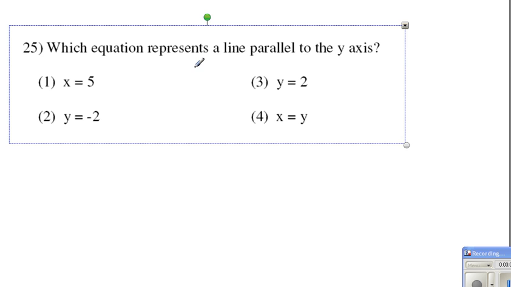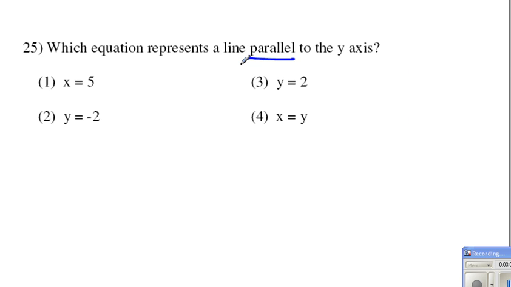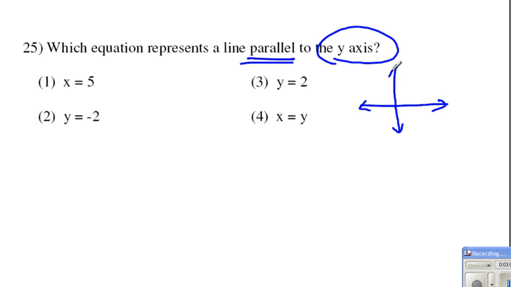Now, parallel to the y-axis. If I had to sketch it, it would have been something like this. The fact that it's parallel to the y-axis means the x value is always equal. So we're looking for the x value is always equal. That would be our answer.